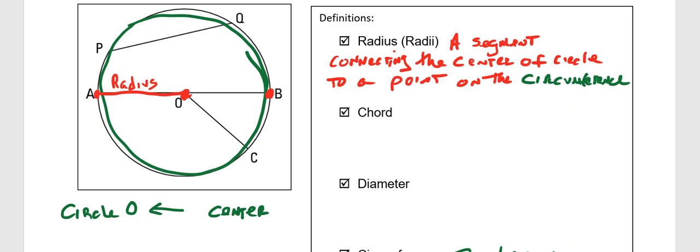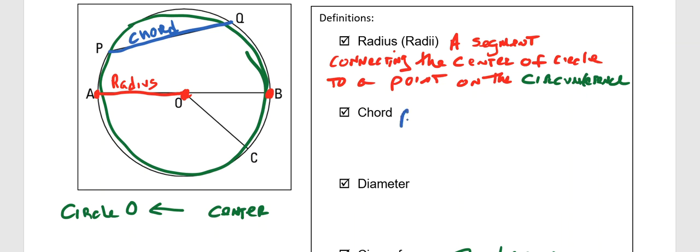The next term that we'll identify is a chord. Now PQ is a chord. You notice it connects 2 points. It's a line segment, and we can label it as such. It's a line segment that doesn't just connect from the center to a point on the circumference. It connects 2 points on the circumference.